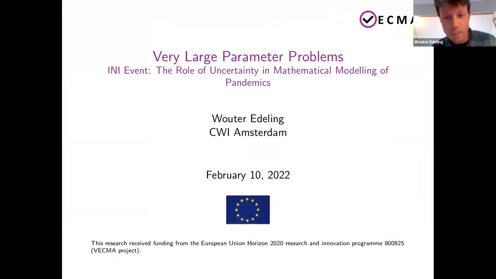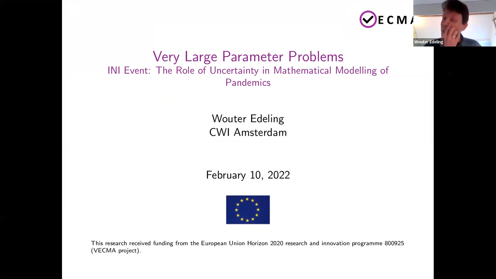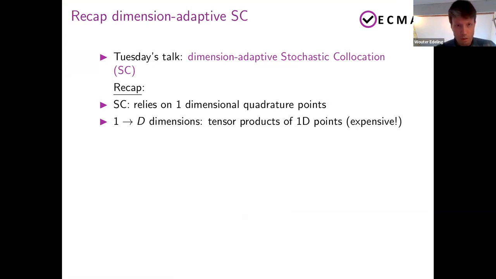Okay, so thank you again for having me. I'm going to be talking about, again, a forward UQ problem. So we're not calibrating, we're just propagating uncertainty forward through the model. And if you were present at Tuesday's talk, I was talking about stochastic collocation and an adaptive version of it. And I've mentioned this before, but just a short recap.